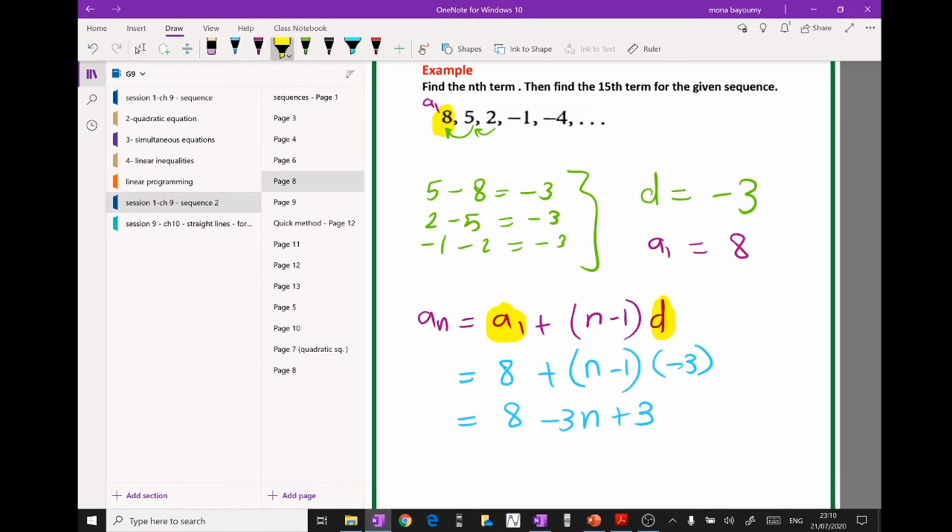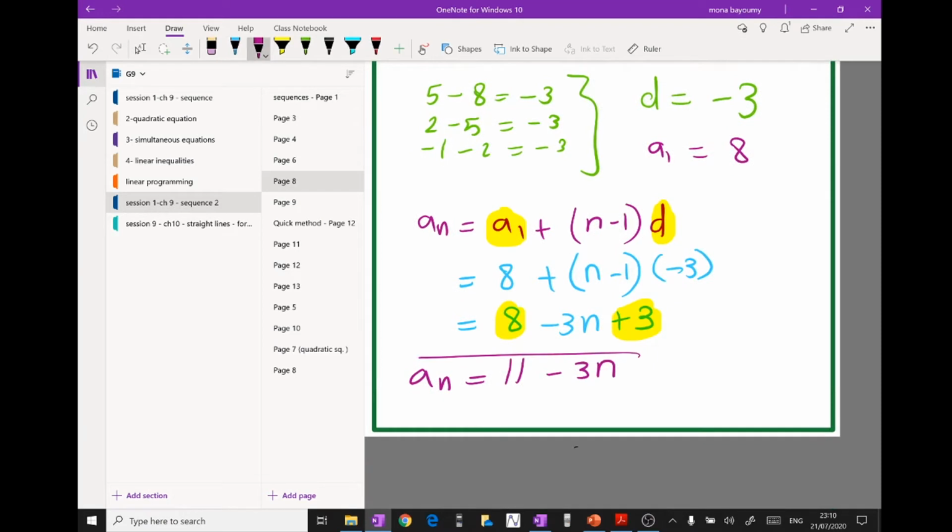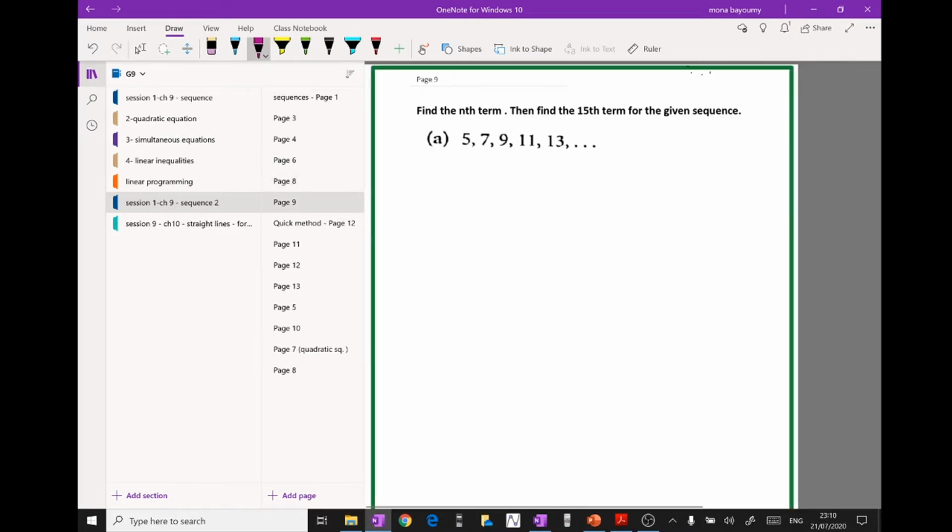Now we have like terms. These like terms are 3 and 8, so we have to add them. 8 plus 3 will be 11 minus 3n. an equals 11 minus 3n. This is the nth term. Okay, one more example.